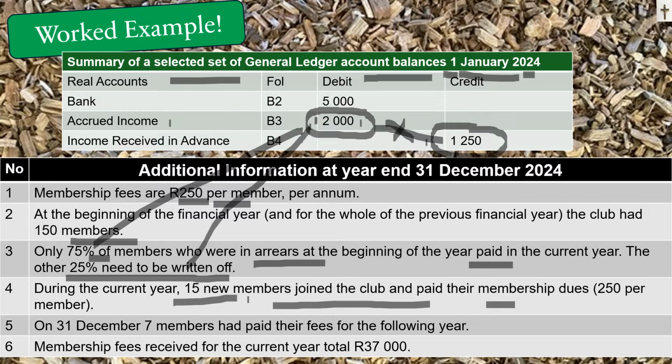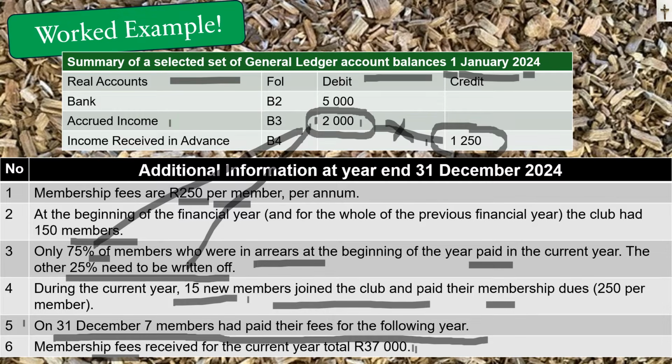As you do this more and more, you'll remember this information better and better. The numbers will change, but you know what you're going to be getting. On the last day of the financial year, 2024, 7 members had paid for 2025. That's income received in advance. And then point number 6, membership fees received for the current year total 37,000. So this is the information you are provided with.